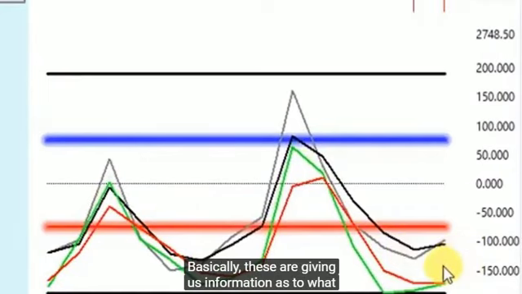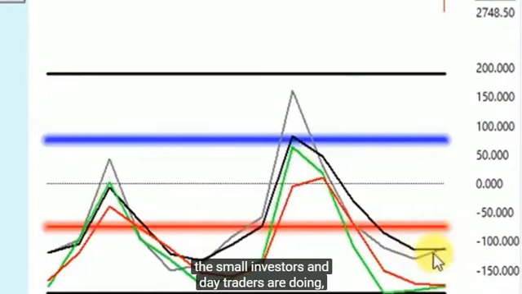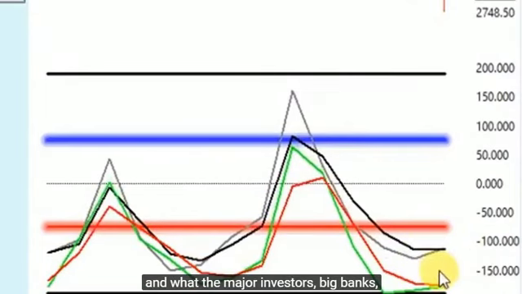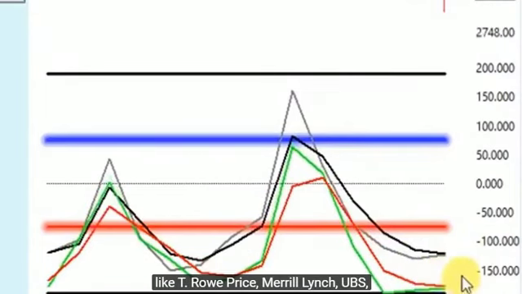Basically, these are giving us information as to what the small investors and day traders are doing and what the major investors, big banks like T. Rowe Price, Merrill Lynch, UBS are doing in the market.